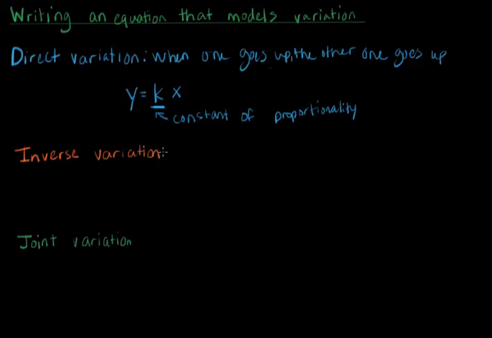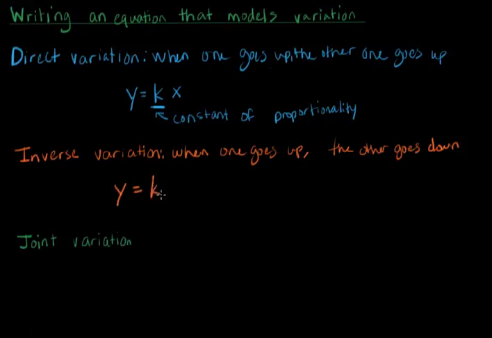Inverse variation is what you might guess. It's the opposite of that. When one goes up, the other one goes down. So if you have an inverse variation, when one thing goes up, the other thing goes down. And so the equation that we use for that is y equals k, there's always a k, times 1 over x. Or you can also write this as y equals k over x.